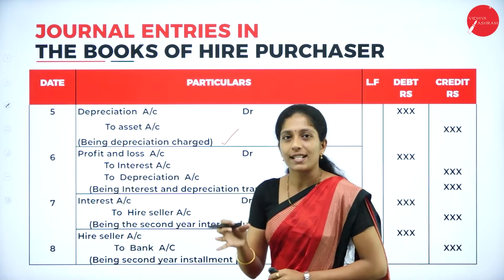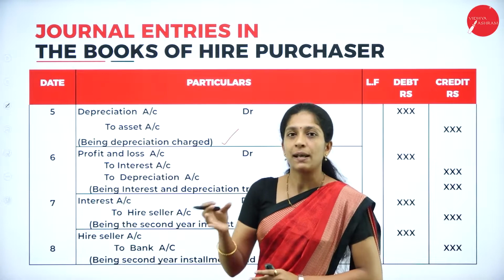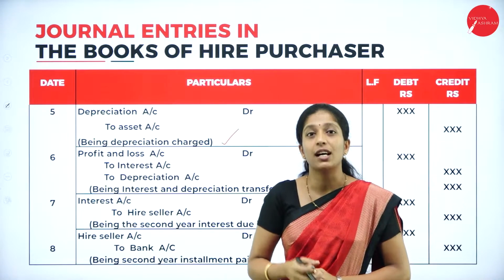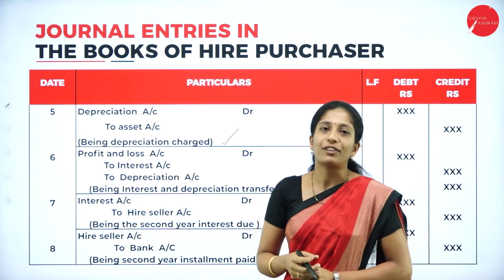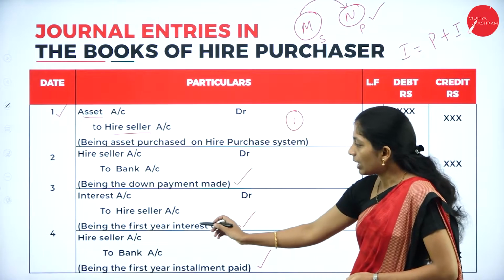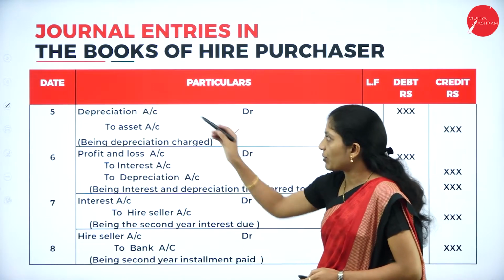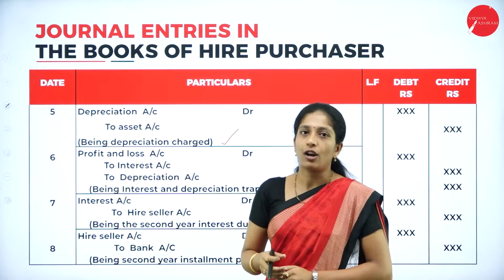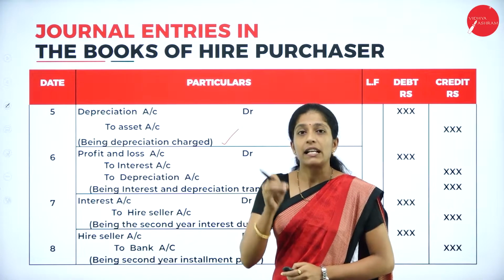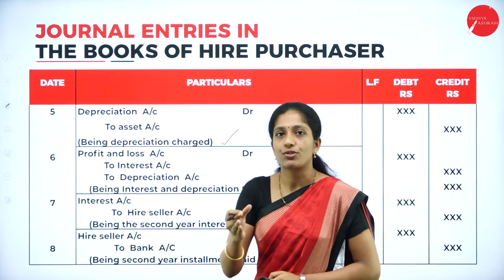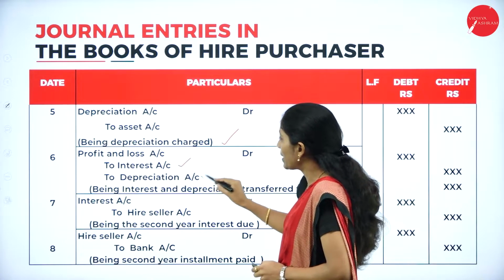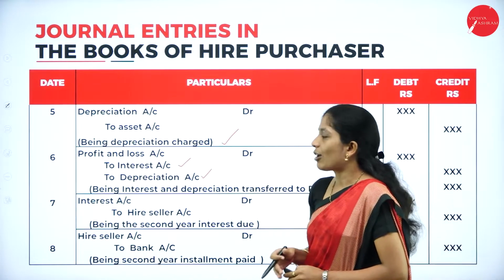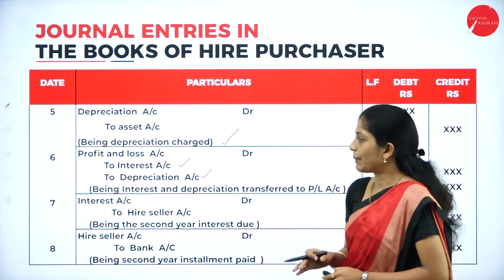Next, we know what is the interest due and we know what is the depreciation. So that interest and depreciation is an expense for the hire purchaser. So that has to be transferred to profit and loss account. If you see, we have debited interest. In the same way we have debited depreciation. Now interest and depreciation have to be transferred to profit and loss account. So what do you have to do? Earlier, interest and depreciation were debited. Now we are going to transfer. So credit interest and depreciation and transfer to profit and loss account. So your entry will be profit and loss account debit to interest account, to depreciation account.